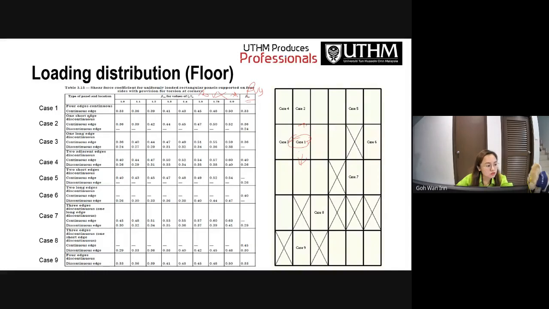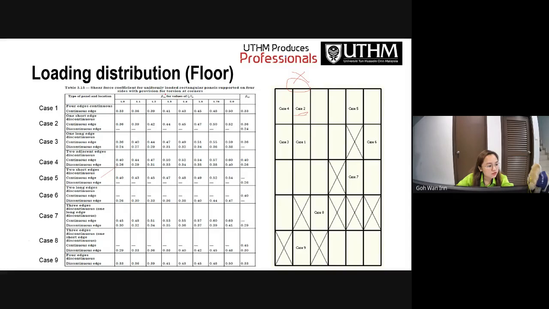For case 2, one short edge discontinue. So where is case 2? Let me remove all the. Okay, so for case 2, one short edge discontinue. So this is shorter edge, right? And here no span, right? No more slab. That's why it's one short edge discontinue.